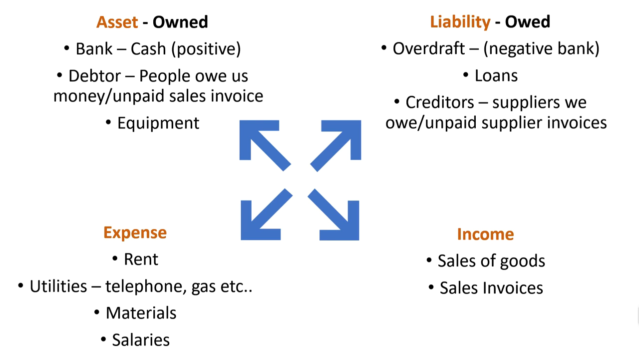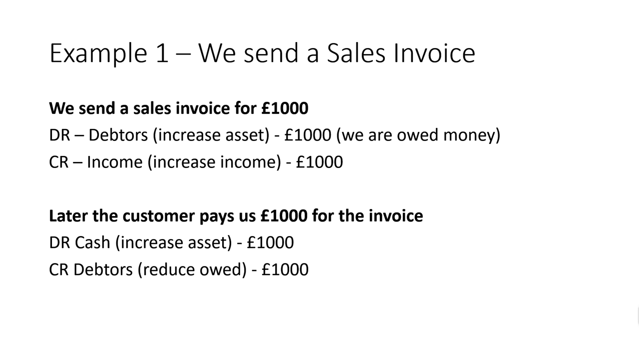Expenses are rent, utility bills, telephone, gas, materials to make what you sell, salaries, things like that. Income is quite easy, it's cash people give us, this can be on a sales invoice or as a receipt. So these are directly related to each other, so if you increase your income, you're probably going to increase an asset. If you're going to increase an expense, you're probably going to increase a liability. So let's move to some examples.